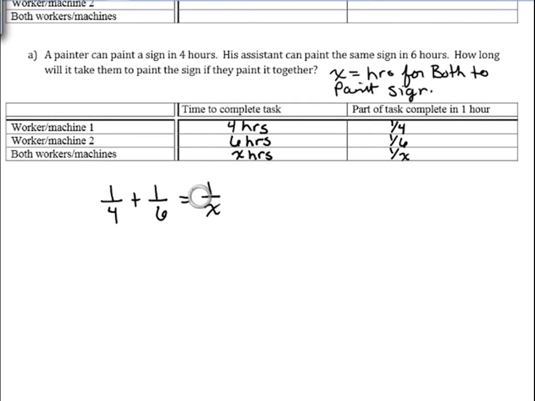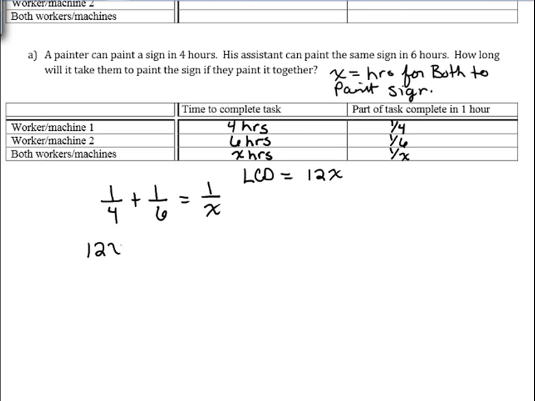This gives us a rational equation to solve, and just like all of the other rational equations that we solved earlier, we want to find the LCD and multiply everything in that equation by the LCD so that we eliminate our fractions. So we need the smallest number that both 4 and 6 will divide evenly into, and that is 12. And then we also need an x because we have an x in this last denominator. So 12x is our LCD. We're going to multiply everything in this equation by 12x.